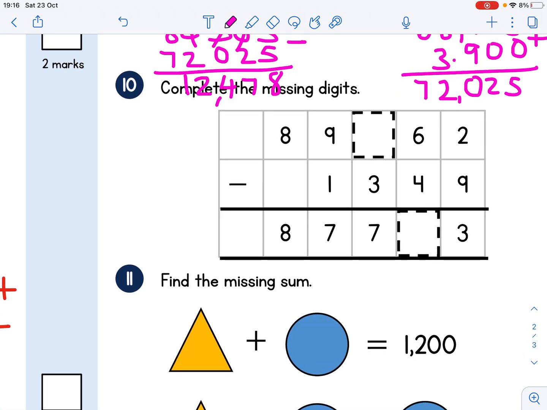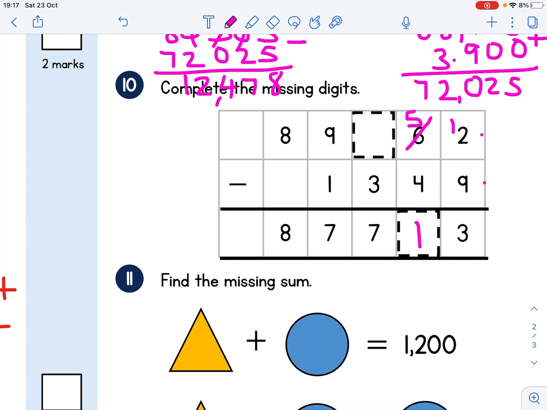Okay, number 10. Bit tricky. We need to complete the missing digits. So I know that 2 take away 9, I couldn't have been able to do in the column method. So what I must have done, I must have taken from here to make it 5, put the tens here, so 12 take away 9 is my 3. So we know that. Then we must have worked out 5 take away 4 is 1, so that's the next missing 1.